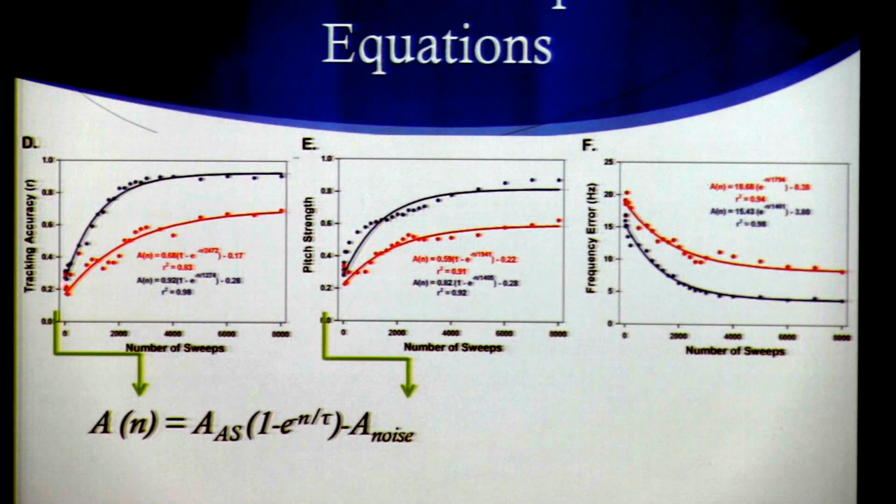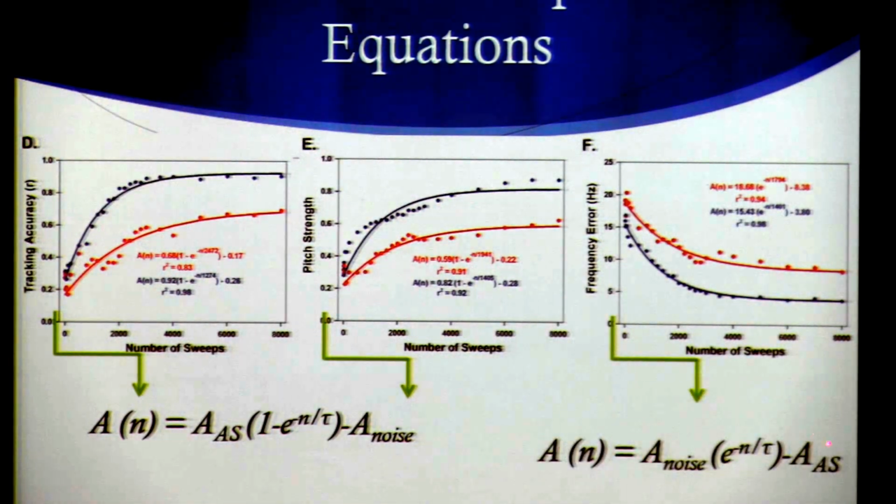So even in the previous figures and in these ones, you can kind of notice a leveling off point in all of them, and that's what that represents. E is Euler's number, it's just a mathematical constant that's used. T, or tau, represents the time constant of the fitted curve. So at what point, or what number of sweeps have we reached at least 63% of that asymptotic amplitude, or that leveling off point? And then finally, A_noise represents the amplitude of the noise in the recording. And then frequency error uses a similar equation. However, A_noise and A_AS are just simply flip-flopped to denote that decreasing trend for frequency error.